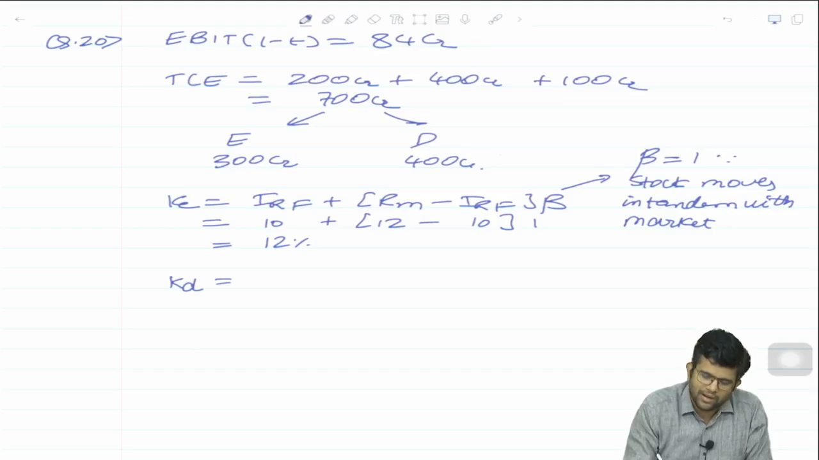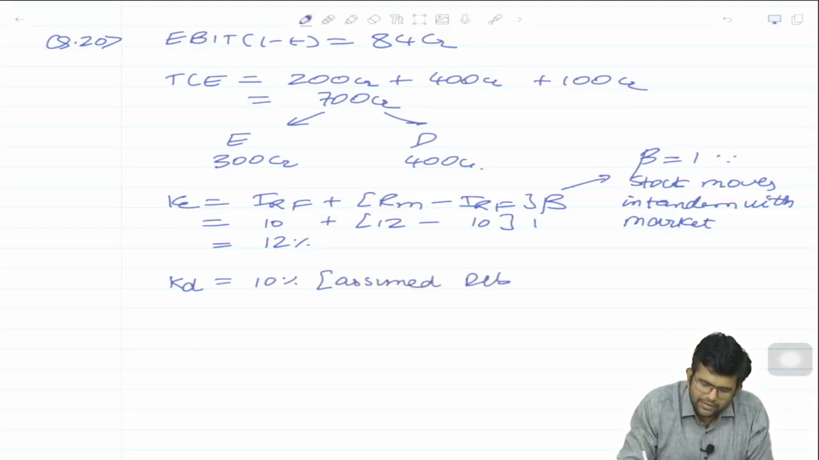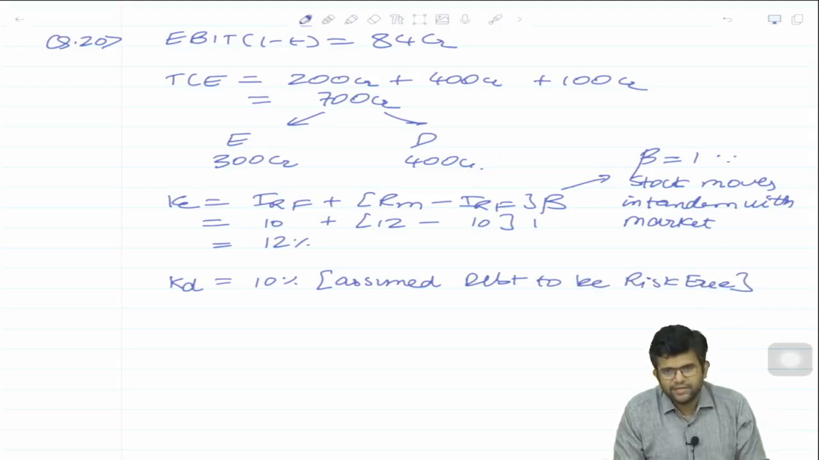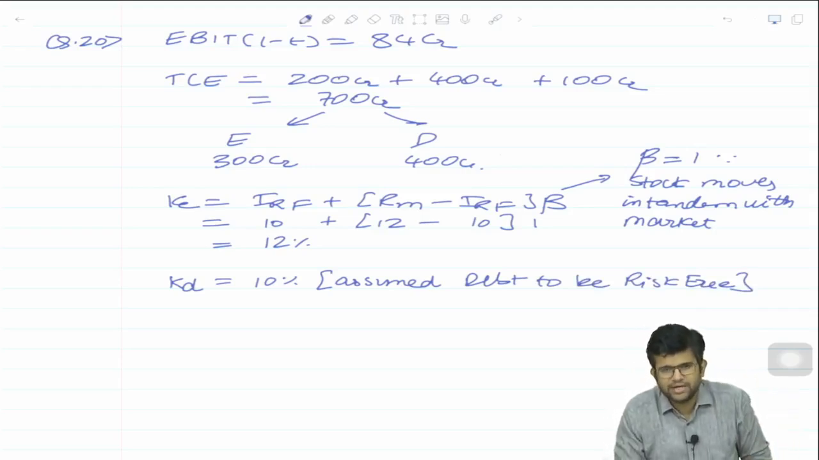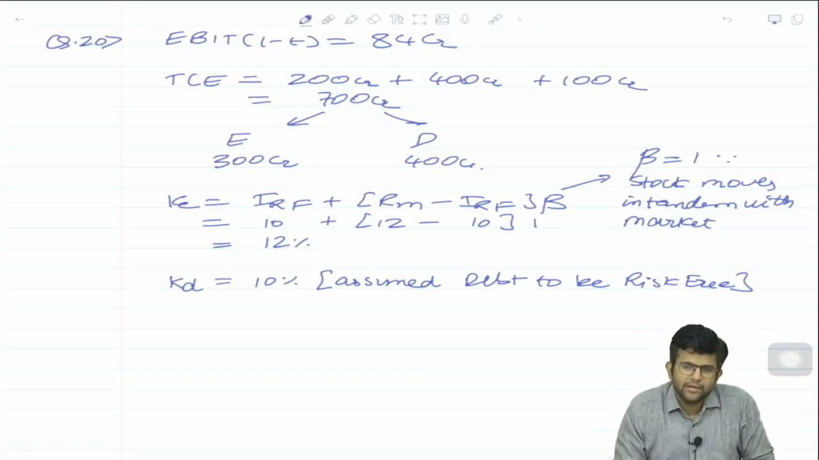We will take 10%. Everybody clear? The risk-free rate is there. We will take that, so assumed debt to be risk-free. If debt is risk-free, then whatever risk-free return I am getting is the interest rate, the KD basically. Is there any tax rate given in the question? No? Ignore. Everybody clear? Forget it. Can we go ahead?